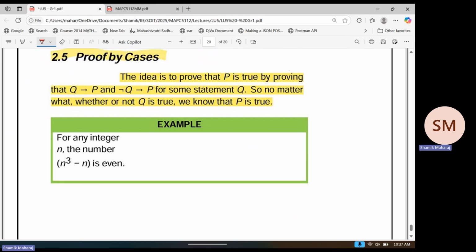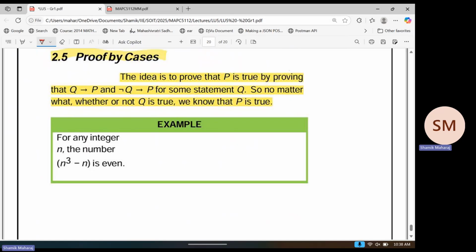Proof by cases is similar to what we were doing for direct proof, except here it may not be obvious how to go about something like this. So we may say something like, let's say we want to prove something is true for all even numbers. And that's a difficult thing to do. So what can we do? We can break even numbers up.